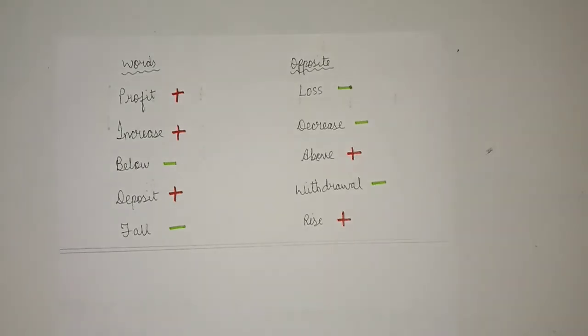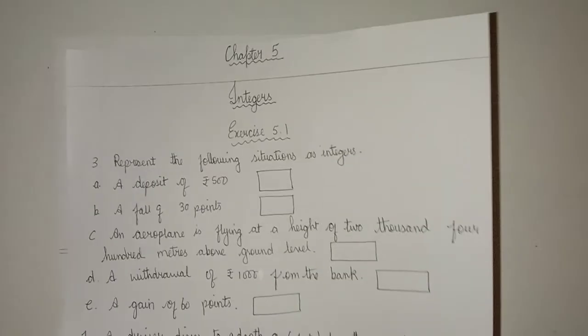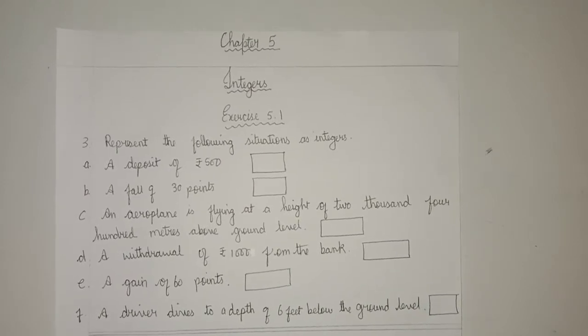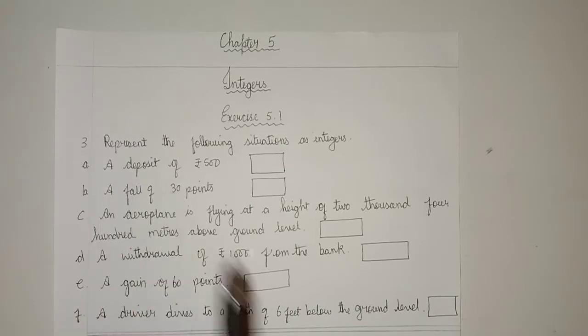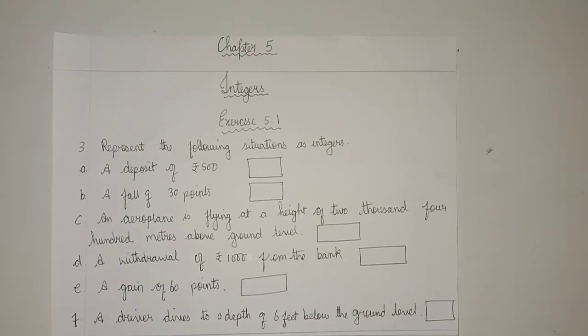I gave you these words and asked you to put the plus and the minus sign. This is mainly to understand better how to solve question number 3, exercise 5.1. Now this is how I have written chapter 5, integers, exercise 5.1, question number 3. You'll find this question in your textbook, page number 66. I will show you example only number A and B, and the rest you have to do by yourself.